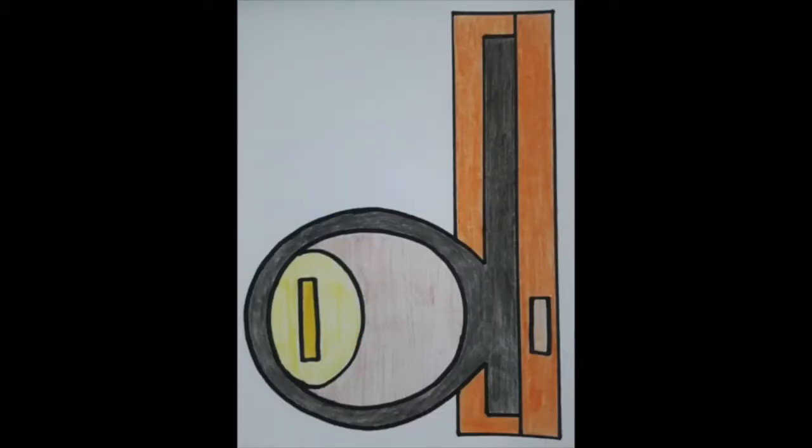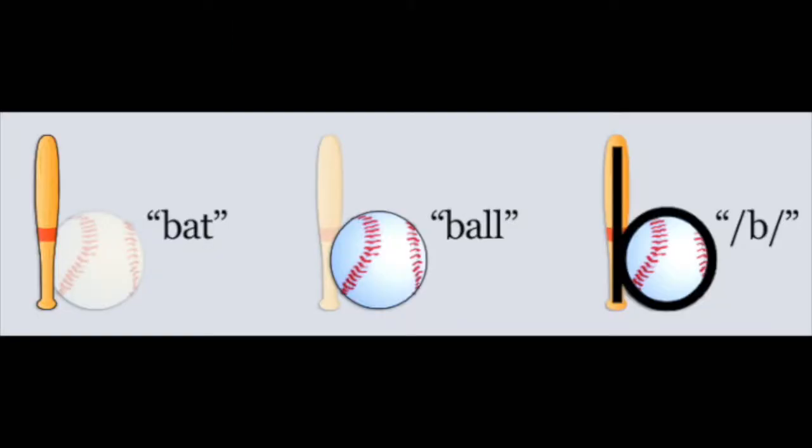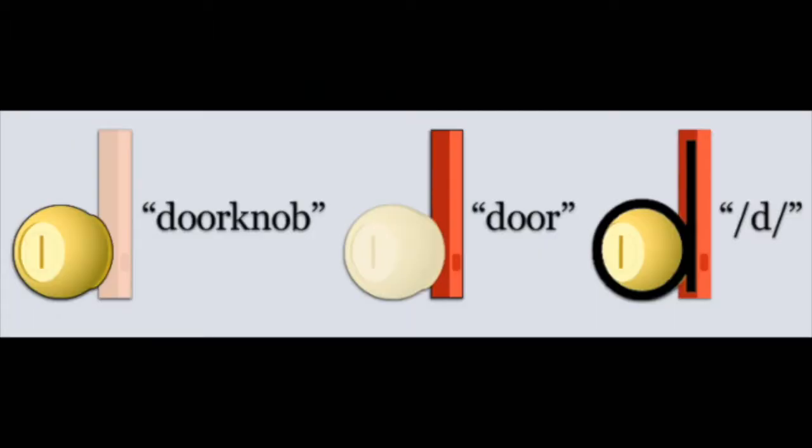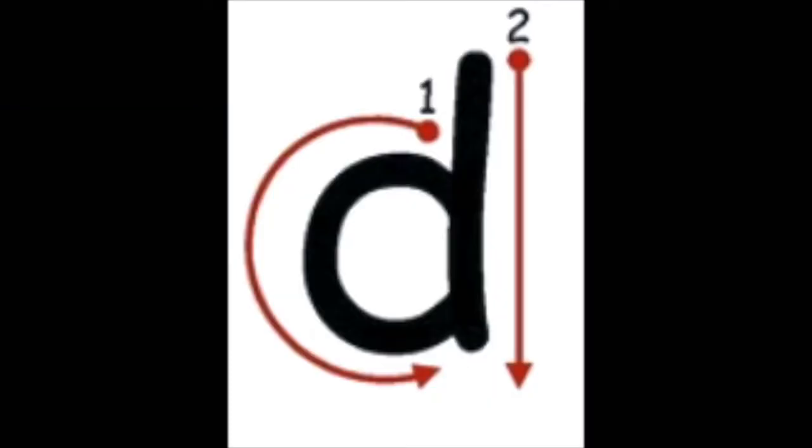That's how to make a D, a doorknob and a door. A bat and a ball, a bat and a ball. That's how to make a B, a bat and a ball. A doorknob and a door, a doorknob and a door. That's how to make a D, a doorknob and a door.